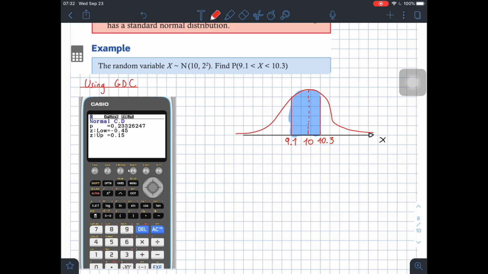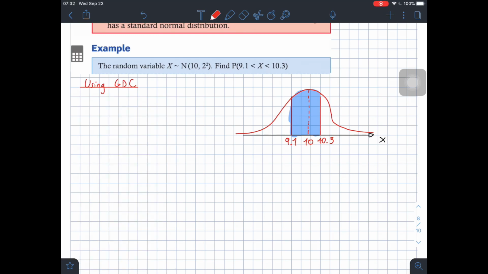So let me write this information first. We said that we had as lower boundary, we're going to put the value 9.1. Then as the upper boundary, we're going to put the value 10.3.